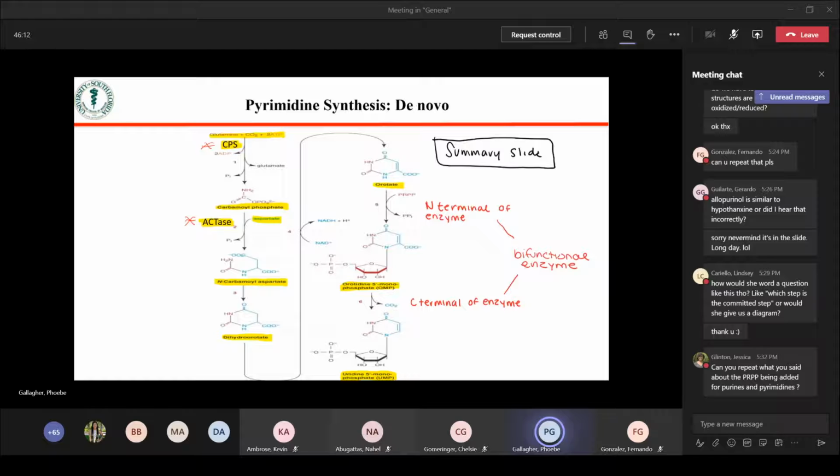Okay, Jessica's asking, can you repeat what you said about the PRPP being added for purines and pyrimidines? Yeah, so a big differentiating factor between purine and pyrimidine synthesis is that with purines, PRPP is the first step, meaning the base is being built on the PRPP. Whereas with pyrimidines, the base is created first, and then it's put on top of the PRPP later on, because you don't see it until like step 5. Whereas in purine synthesis, it's the first step.